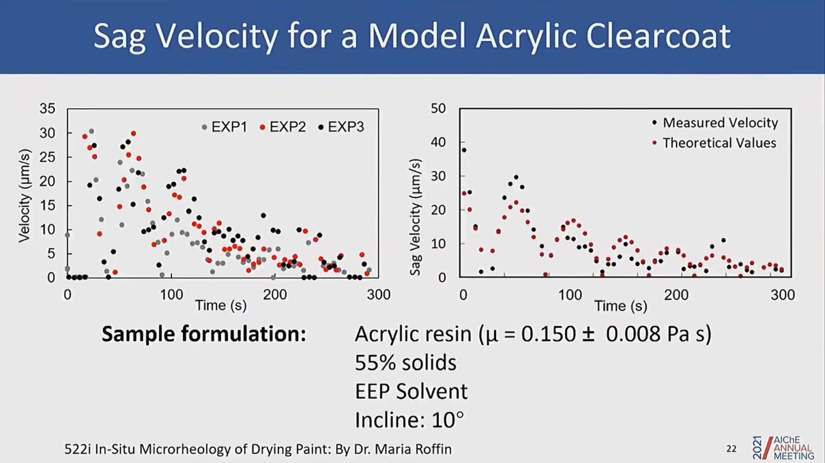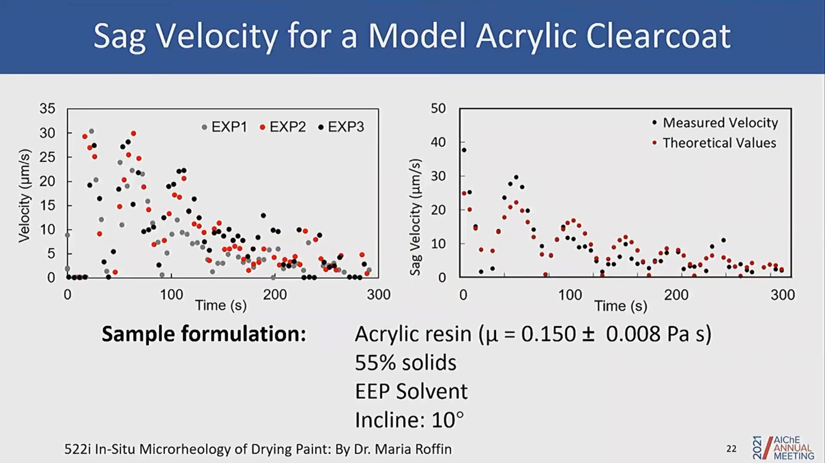So going back to our main motivation, which is to use this technique to probe complex fluids, what I'm showing you here is two graphs. The one on the left is showing us 3 experimental repeats for an acrylic-based clear coat that has a viscosity of about 0.15. This viscosity was measured in microrheology. If you're interested, please see my colleague's talk on Wednesday.